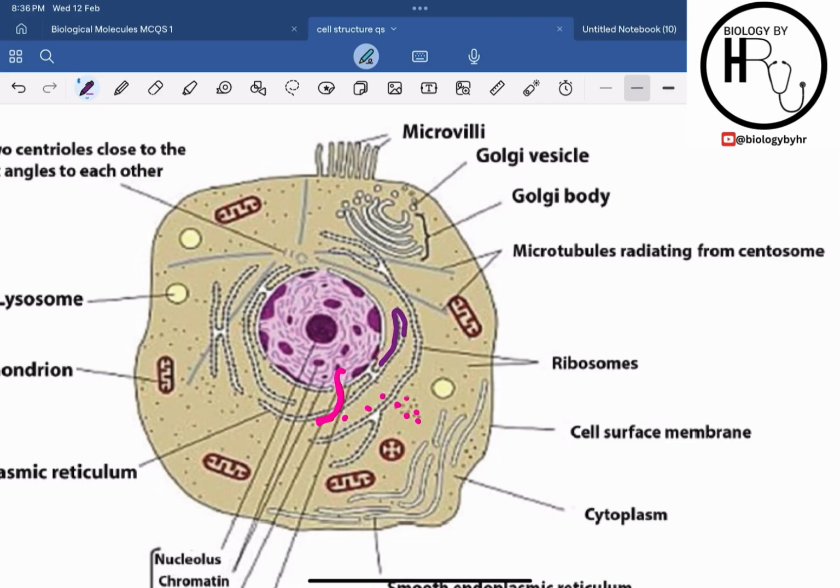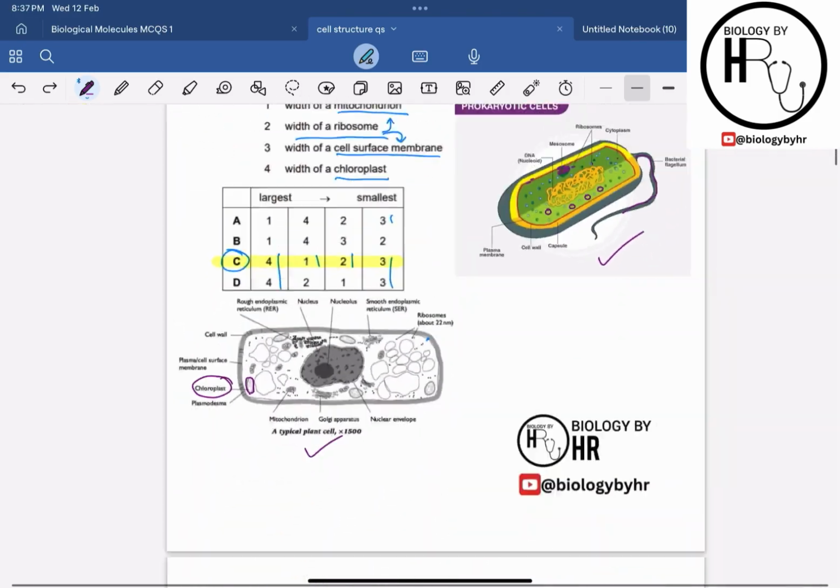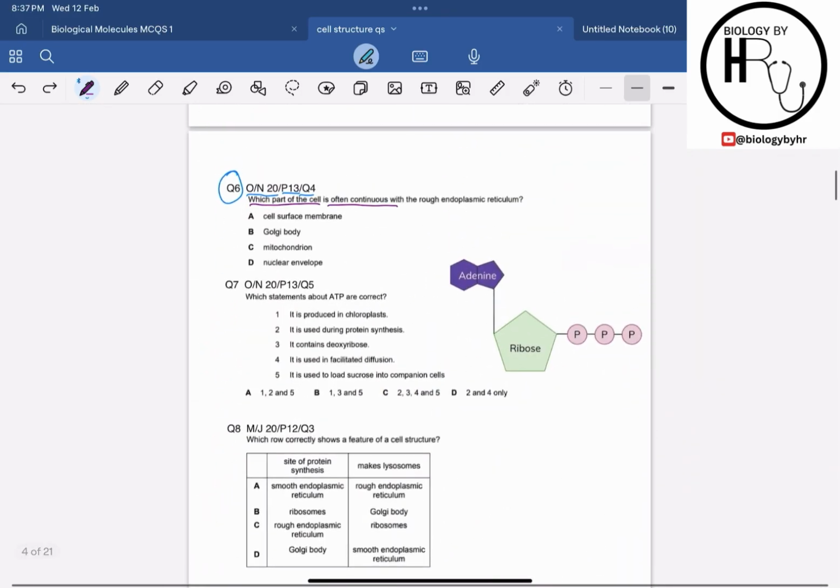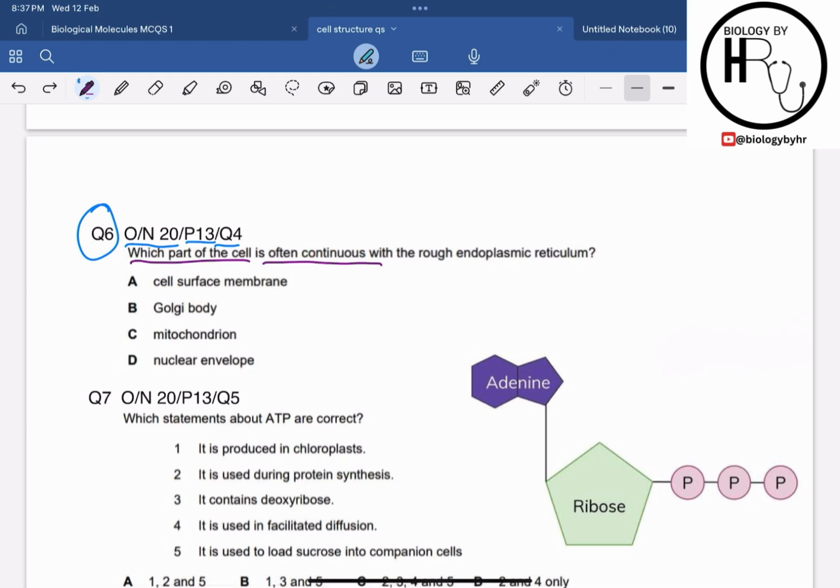over here that this is the rough endoplasmic reticulum and you can identify it by the dotted structure of the ribosomes which are attached to its surface, right? These are the dotted ribosomes attached to it. So it is the rough endoplasmic reticulum, which is basically continuous with the nuclear envelope, right? This is the double membrane bound nuclear envelope, and the rough endoplasmic reticulum is basically continuous with the nuclear envelope. So hence the correct answer for this MCQ must be option D over here, nuclear envelope, right? The rough endoplasmic reticulum is continuous with the nuclear envelope. I hope that this was easy for you guys.